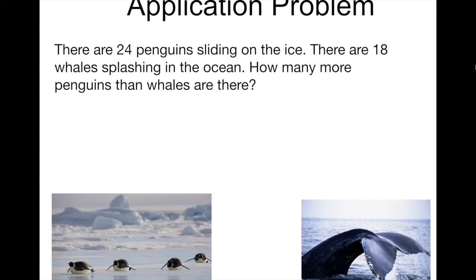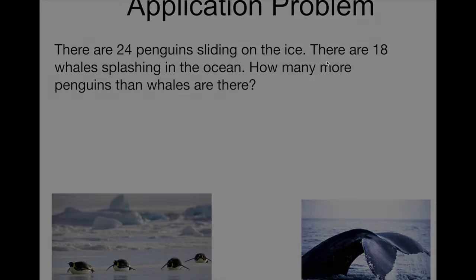Alright, so let's work through it together. I'm thinking about a comparison here, right? Because I see how many more. And when I'm comparing these numbers, I'm going to use subtraction.